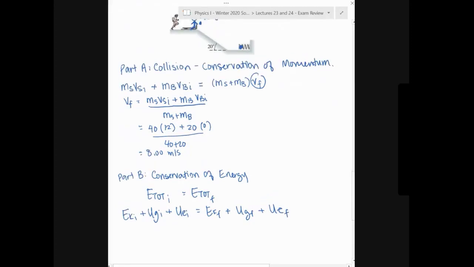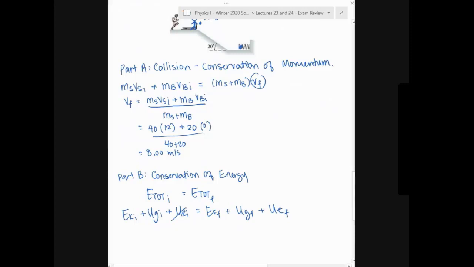So are there any of these types of energy that we can cross out initially? Feel free to enter in the chat if you don't feel comfortable speaking as well. Any type of energy initially that we can cross out because it's zero? Elastic, good. Initially, the spring is not stretched or compressed, so there is no elastic potential energy. So that's gone. Thanks, Naya.